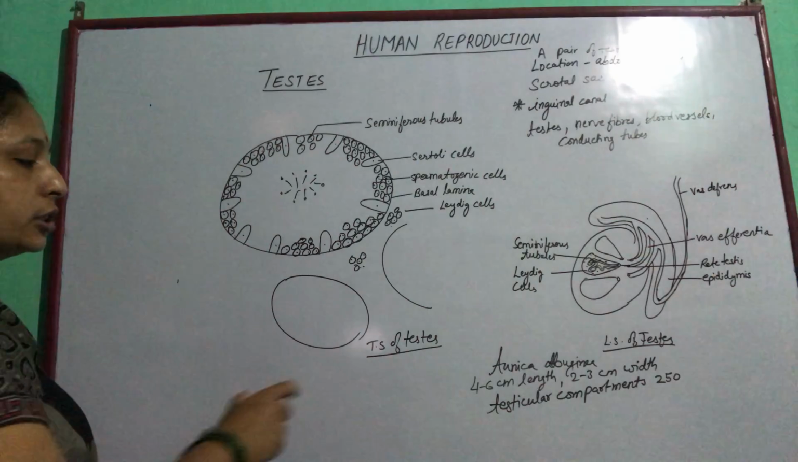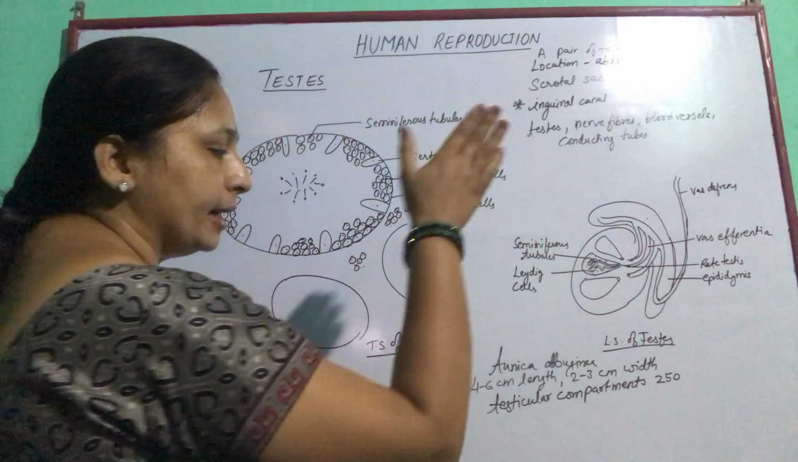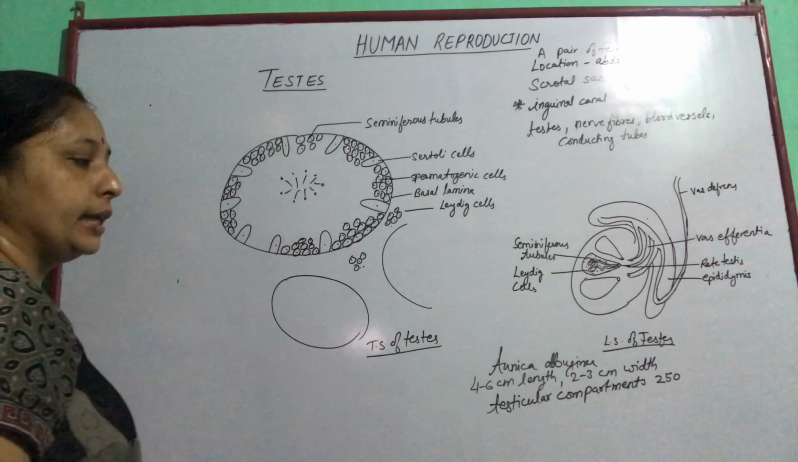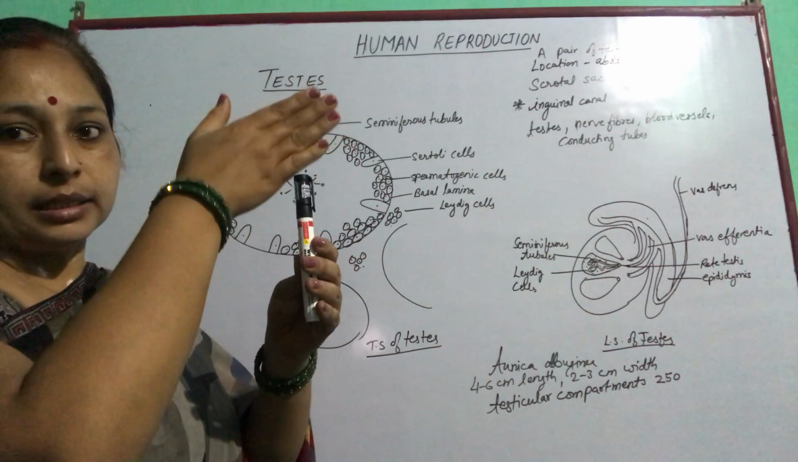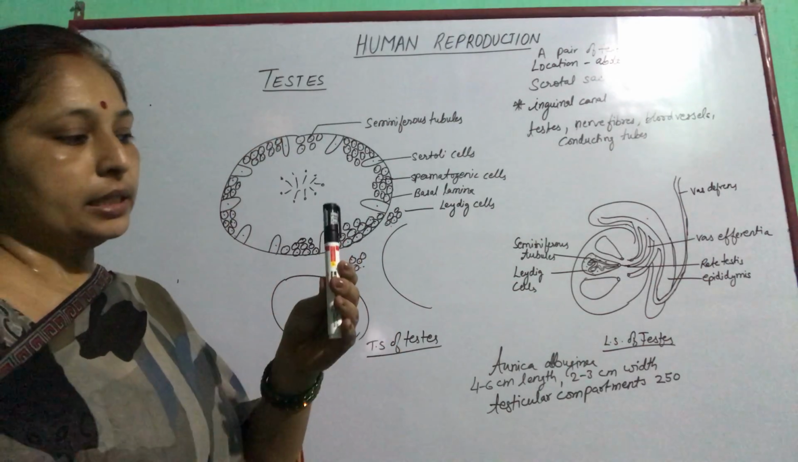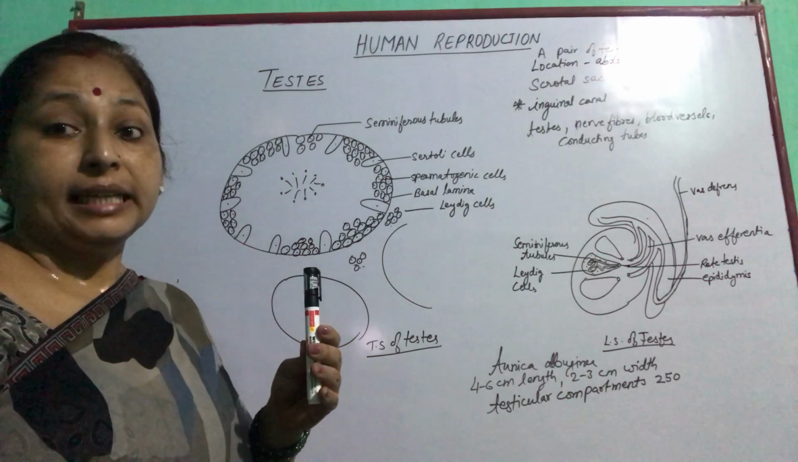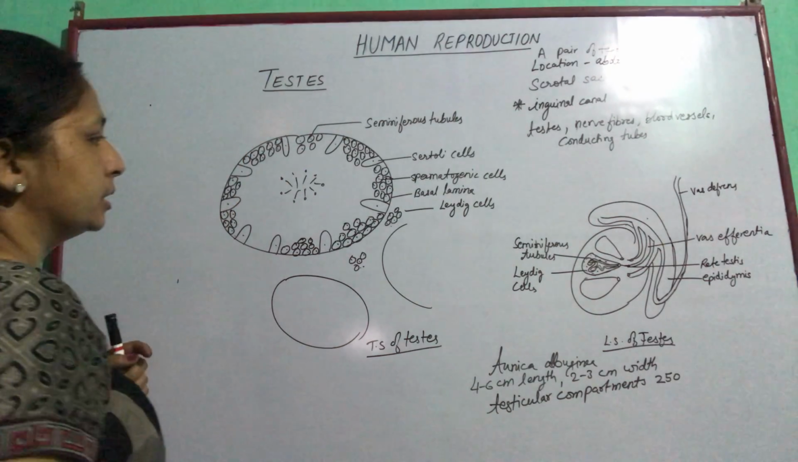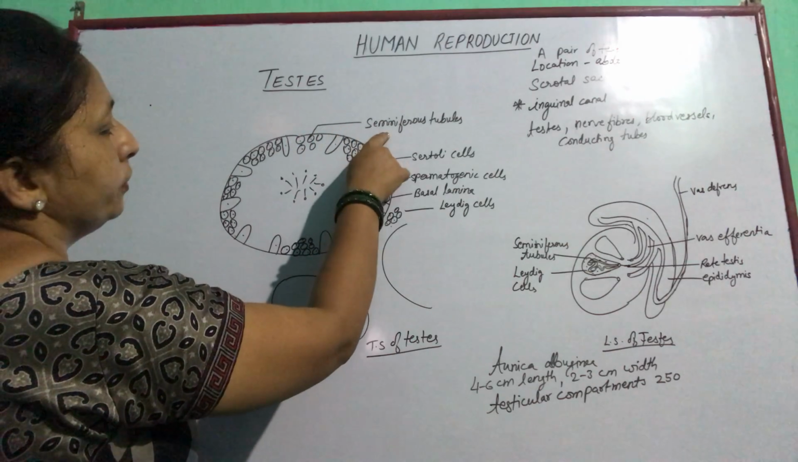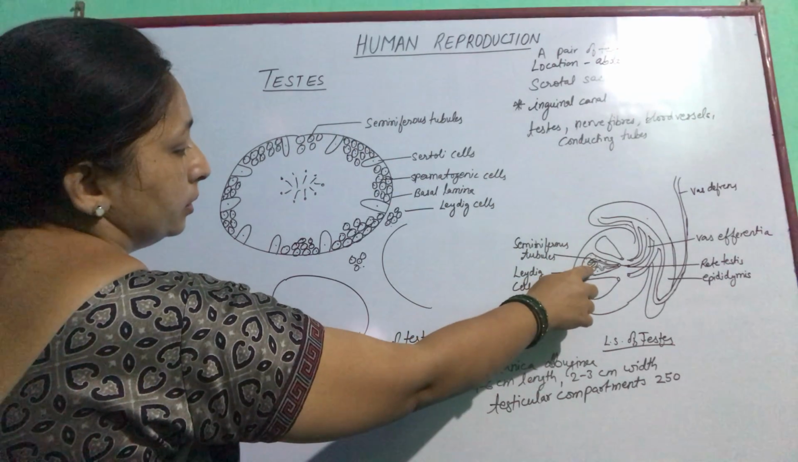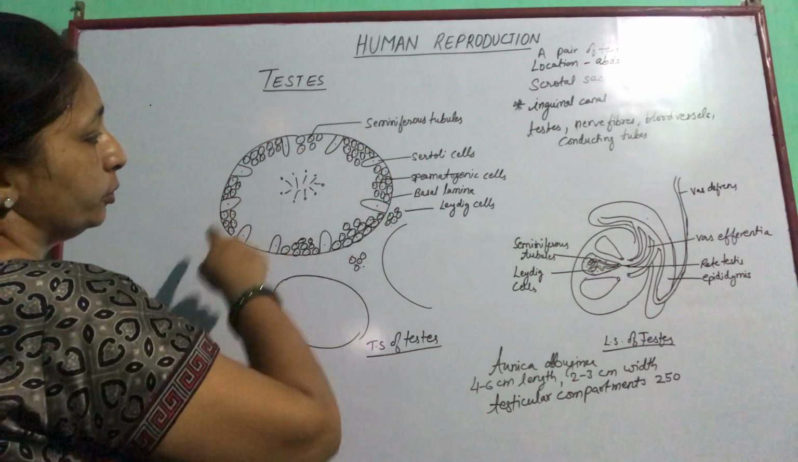Now the internal structure, which is the TS. This was the LS, the longitudinal section of the testis. If I cut it like this, this is the LS. This cutting is the TS, the transverse section of the testis. In this, you can see the seminiferous tubules, the long tubular structures.